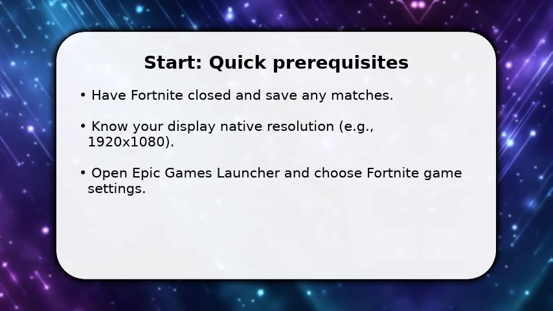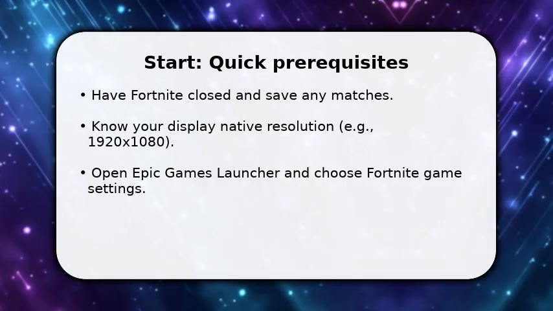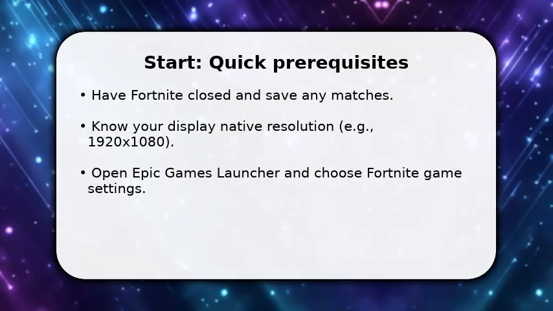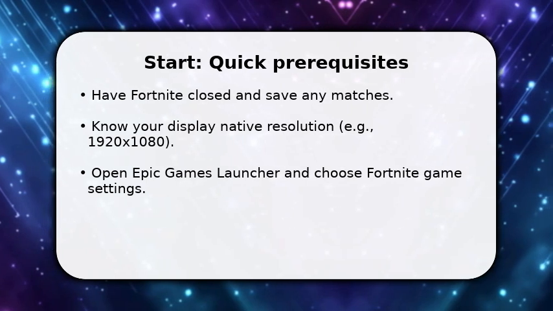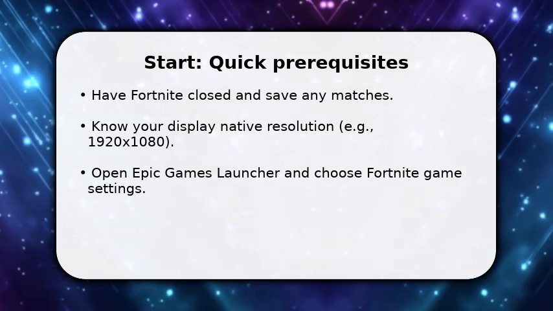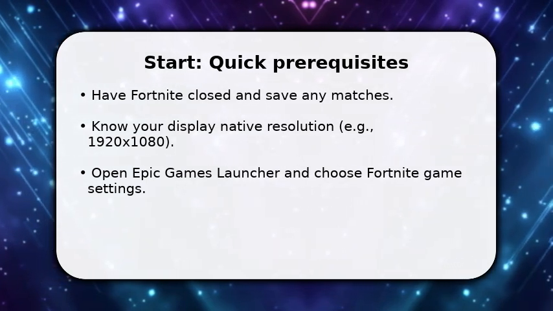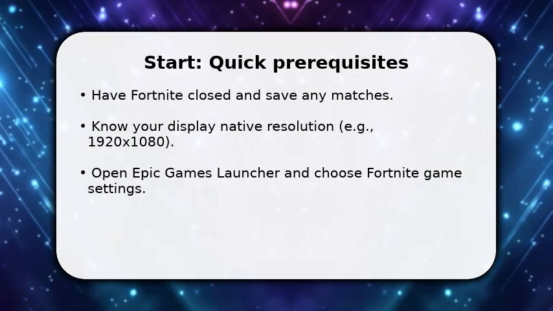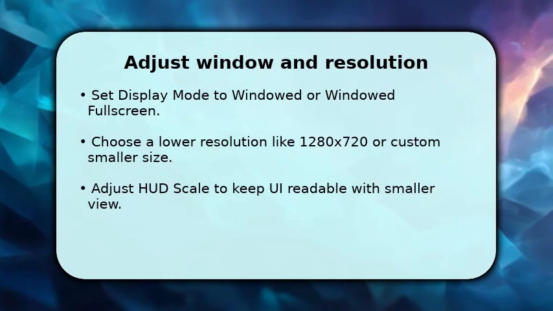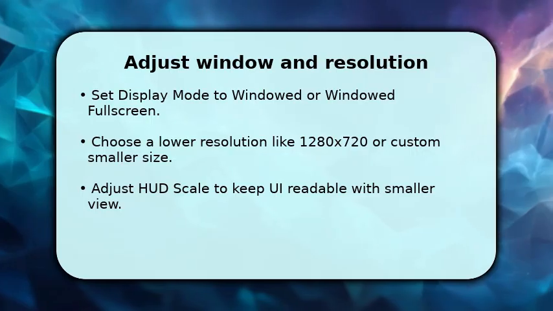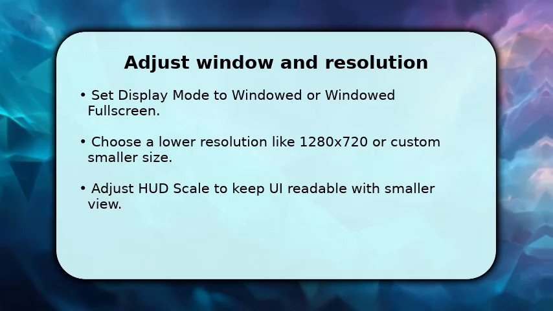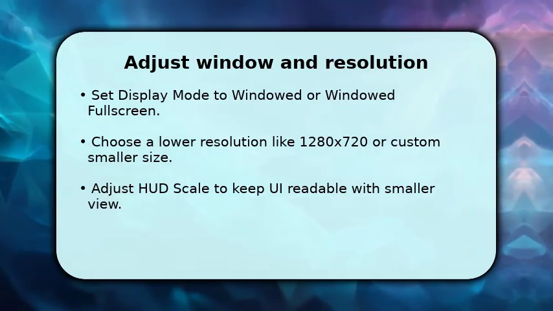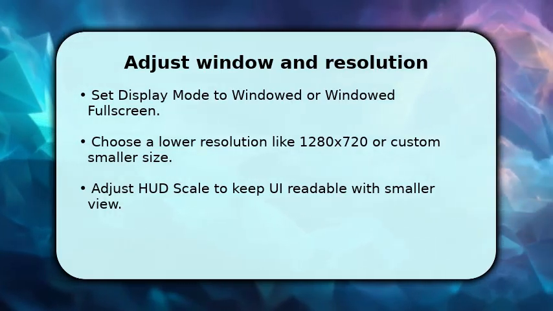Do this now so you don't waste time toggling settings while in-game, because the windowed resolution controls are the only reliable way to make the screen smaller. You now change the core settings. Launch Fortnite, go to Settings Video, and set display mode to windowed or windowed full screen. Next, pick a lower resolution, 1280 by 720 or another smaller size, to reduce the game viewport. This physically shrinks the visible screen area.